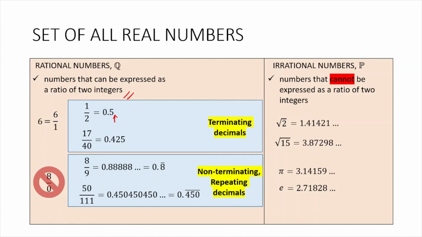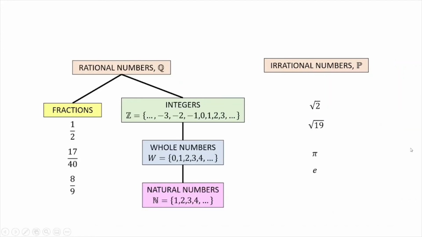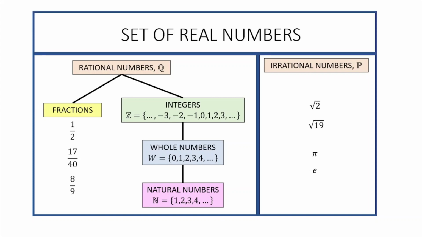Okay, so their decimal equivalents continue infinitely. That's why we can also call them non-terminating decimals. However, as they continue infinitely, they do not follow a certain pattern, right? So we call them non-terminating, non-repeating decimals. Okay, so these are the set of rational numbers and irrational numbers. Again, we have the set of rational and irrational numbers, and all of these numbers together make up the set of all real numbers, right?